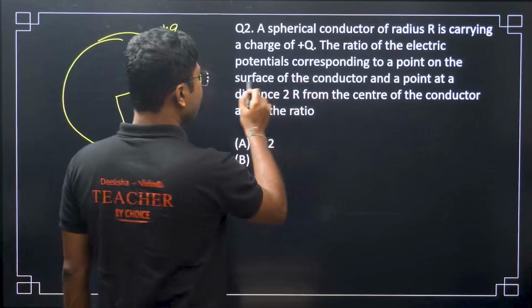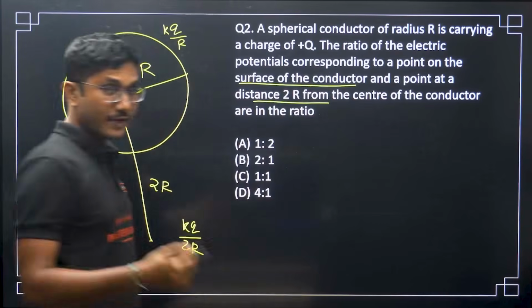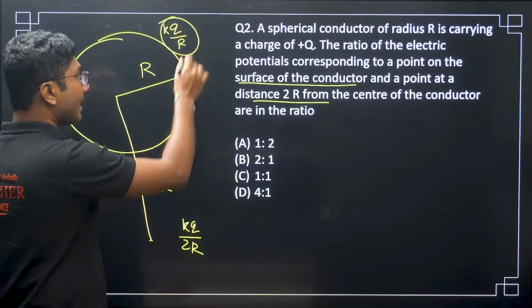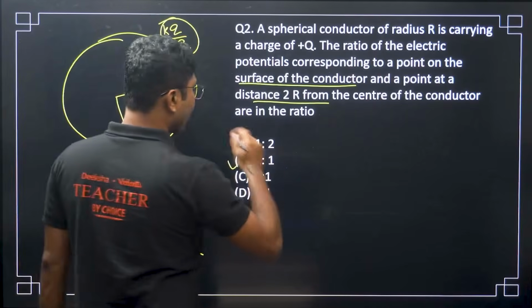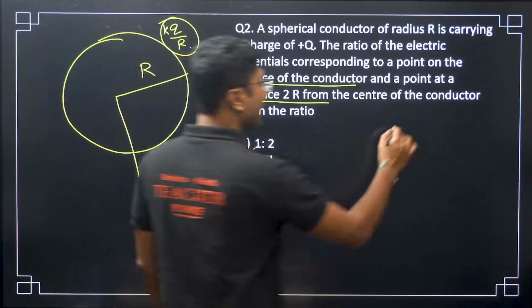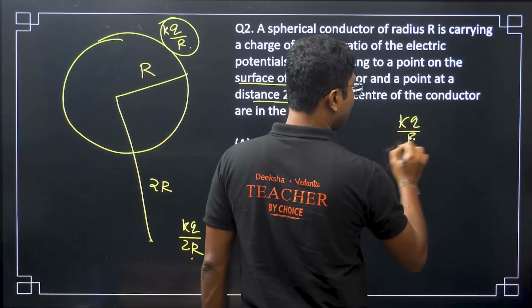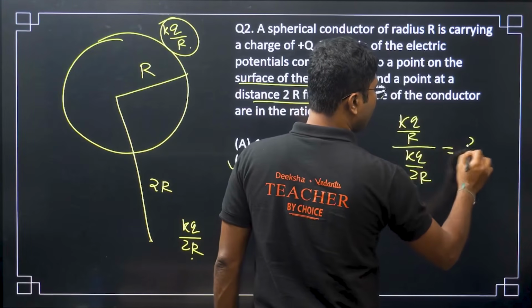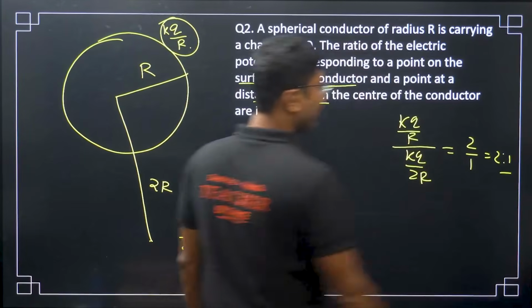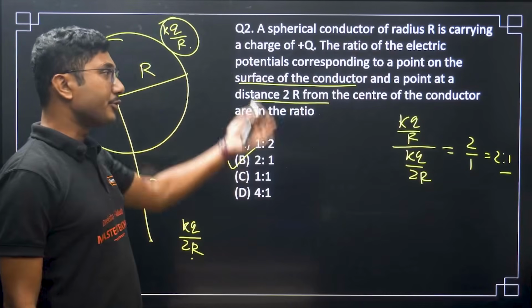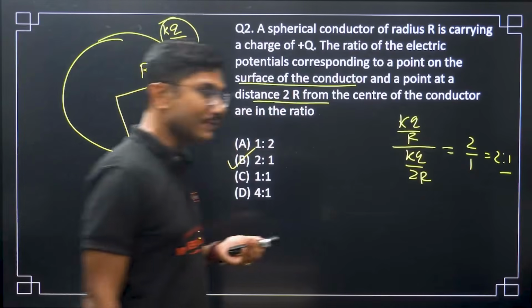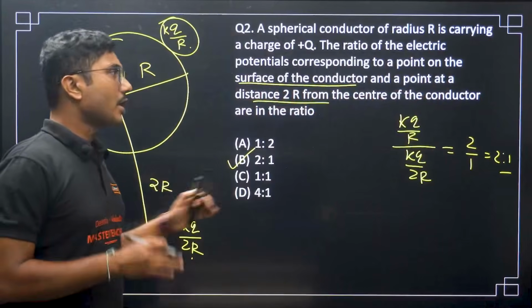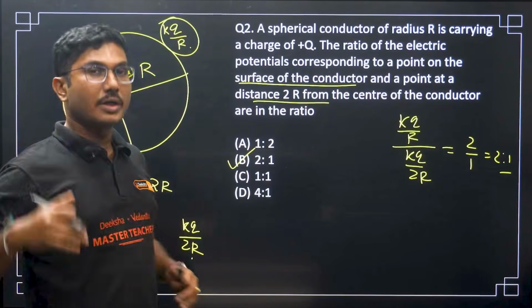So on the surface, first, what is first? Surface of the conductor to a distance 2r. So first is surface, second is 2r. As you can see, it is basically twice that of this, so it will be 2:1. You can find the ratio as well. You can divide them, k q by r divided by k q by 2r. So you will get 2 by 1, that is 2:1. Okay. Order is very important. If the same question is asked by saying that 2r is first, 2r to surface, then it will be 1:2. In case of ratio based questions, the order is very important.